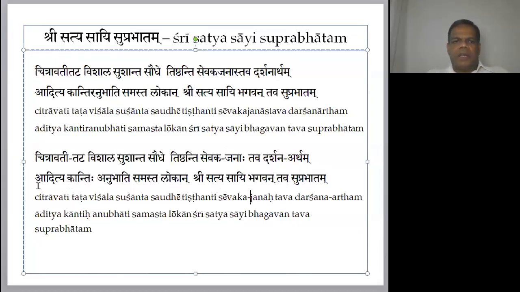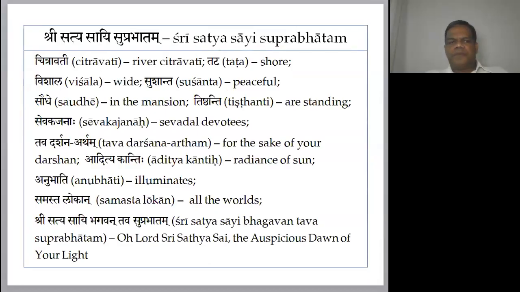Then if you look at the second line, Aditya Kanti, Aditya, there's no Sandhi-related change. The next word is Kantihi, followed by Anubhati. In this Kantihi Anubhati, the Visarga becomes Ra, and that's how you get Kantiranubhati. The Visarga becomes R and joins A and becomes Ra. So, Kantiranubhati. That's the only Sandhi-related change. There are no other Sandhi-related changes in the words. Now we look at the word to word meaning.